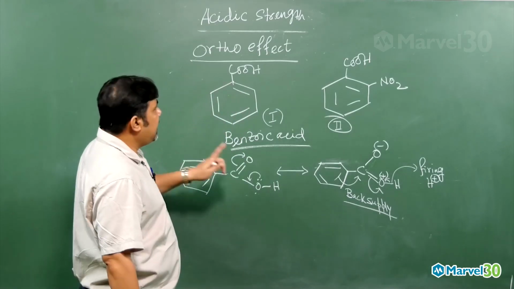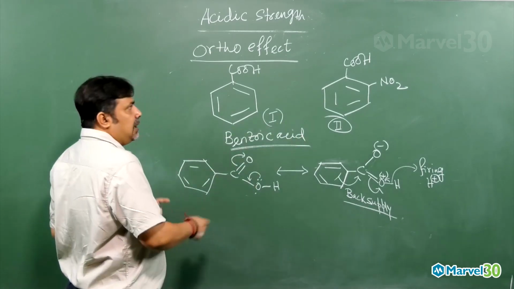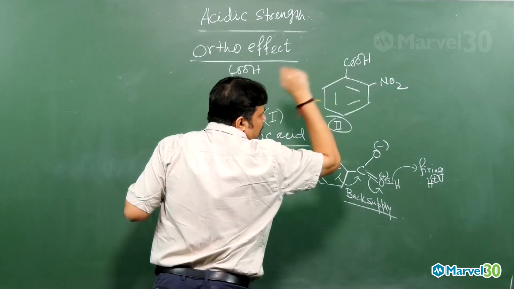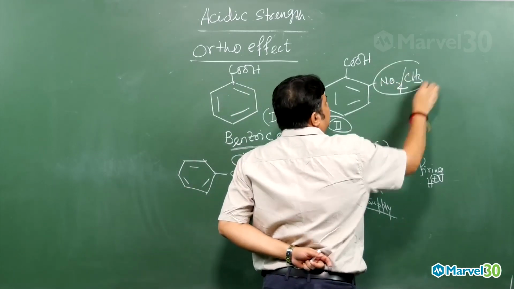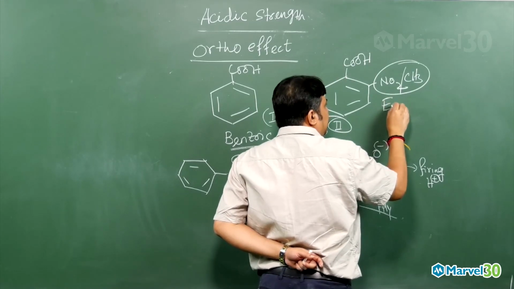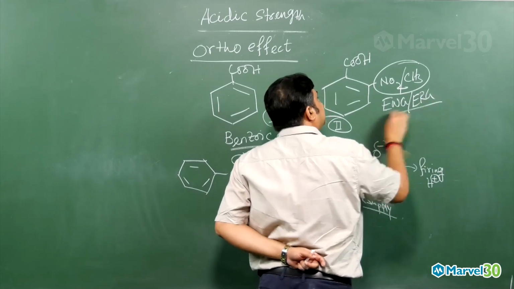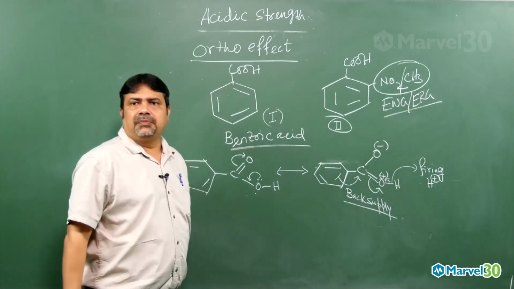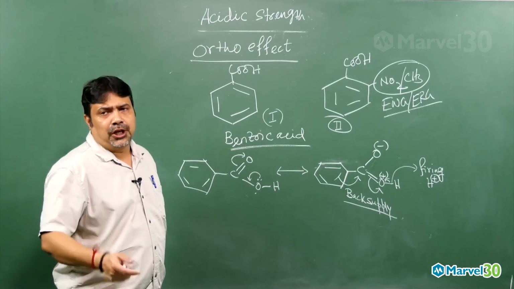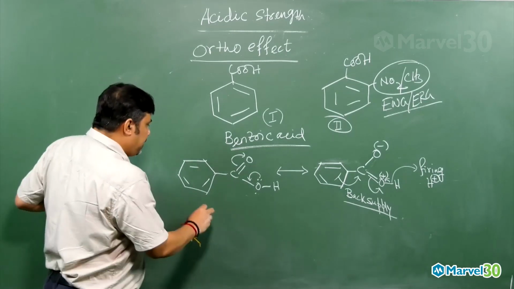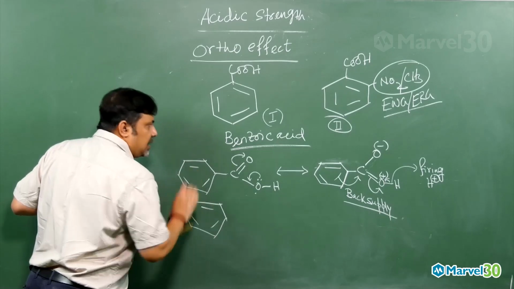But whenever there is any ortho substituent in a benzene ring, what will happen in a benzoic acid? In a benzoic acid, an ortho substituent may be there. It may be nitro or it may be methyl. That means it may be an electron withdrawing group or it may be an electron releasing group, whatever it is. Whatever group is there, ortho to the COOH group in a benzene ring, then what will happen, my dear?